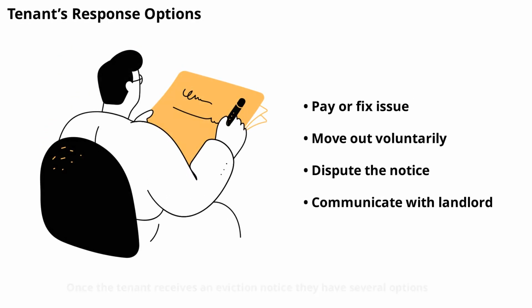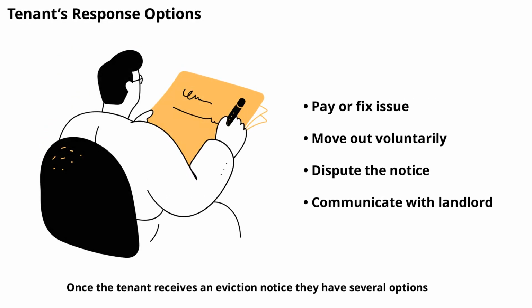Once the tenant receives an eviction notice, they have several options. They can resolve the issue, such as paying overdue rent or correcting a lease violation within the time frame given. Alternatively, they might choose to move out voluntarily. In some cases, tenants may dispute the notice if they believe it's unjustified or if the landlord didn't follow proper procedures. Responding promptly and communicating with the landlord can sometimes prevent the situation from escalating to court.